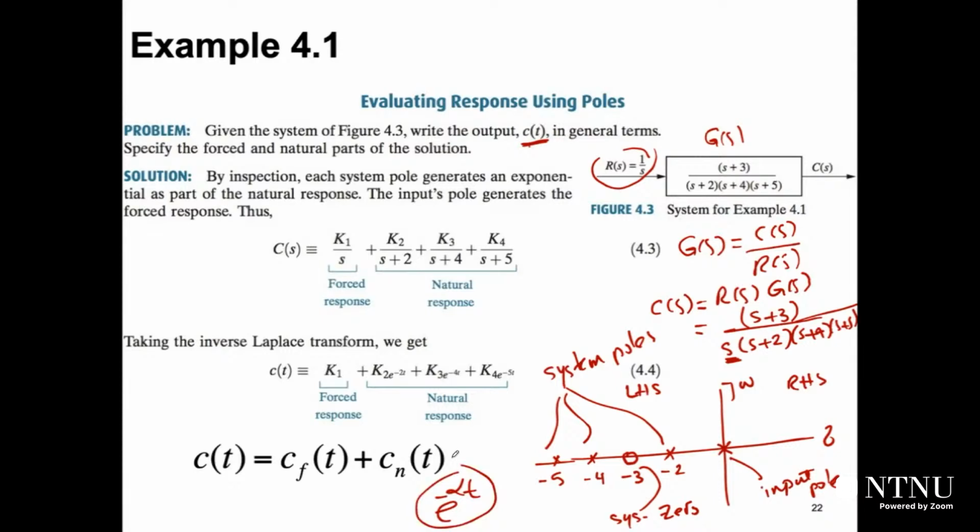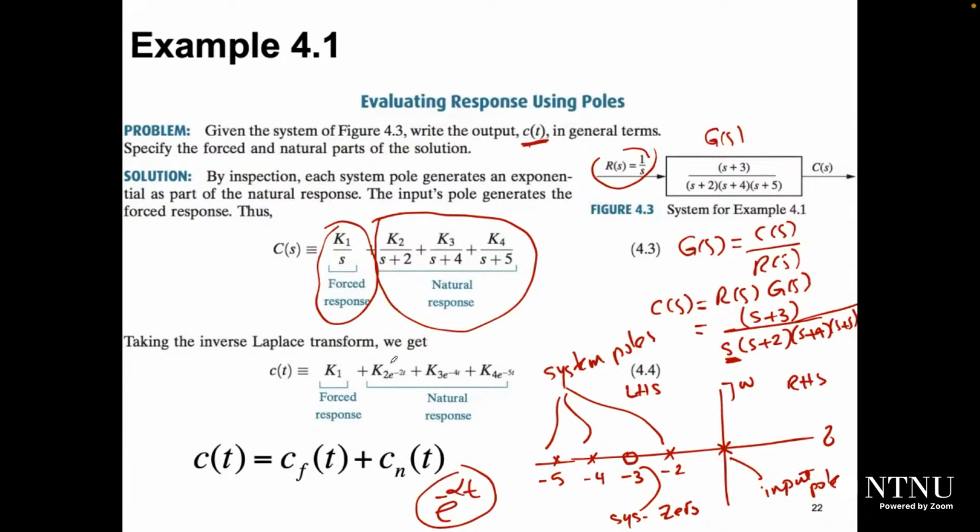If you want to solve this one, by inspection, each system pole generates an exponential component as part of the natural response. So the input pole generates the forced response. So we can just by inspection, in the partial fraction expansion, we will get K1 divided by s, K2 divided by s plus 2, K3 divided by s plus 4, K4 divided by s plus 5. This one will be the forced component. It will generate the forced component because it's due to the input. This one will be unforced component or natural response, and it's generated due to your system poles.